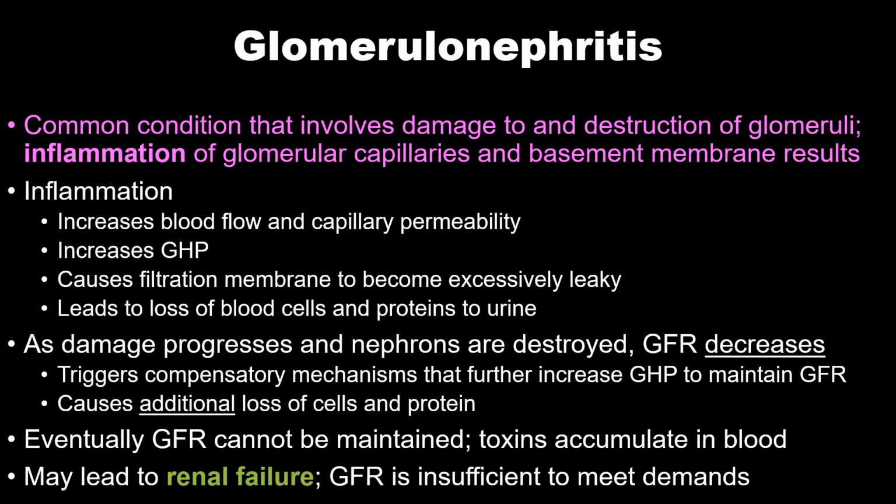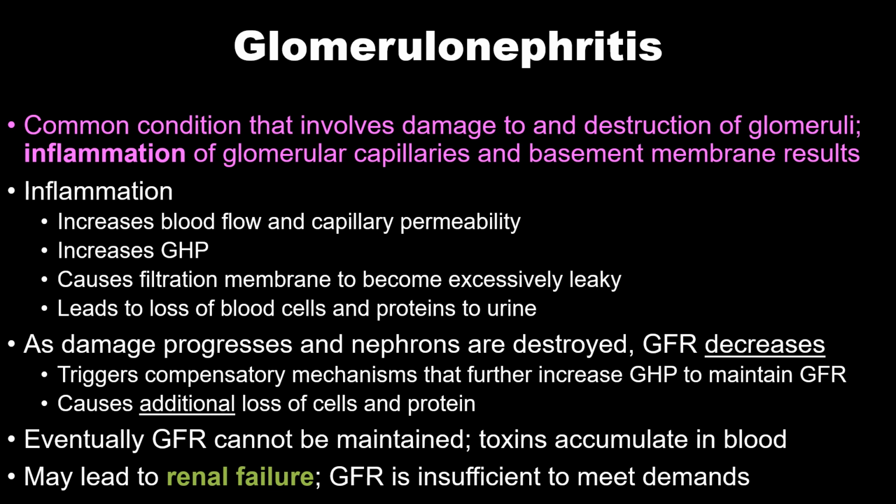Now, clinical A&P, let's talk about glomerulonephritis. This is a common condition that will damage or destroy the glomeruli, okay? And this can result in inflammation of those glomerular capillaries and the filtration membrane. Now, I want you guys to remember the major hallmarks of inflammation are increased blood flow and increased capillary permeability. So with those together, this causes that filtration membrane to become excessively leaky. And you can lose red blood cells and proteins to the urine.